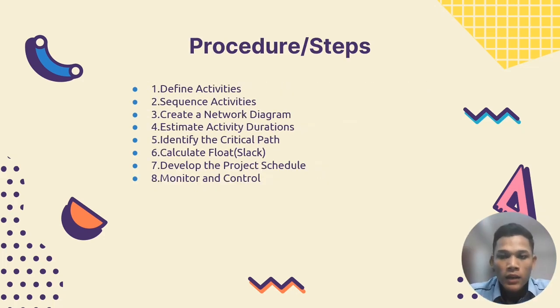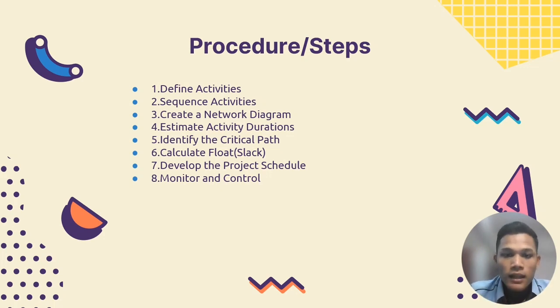Okay, so next I would like to explain about the procedures or steps. For procedures, we have 8 procedures. Number one is define activities. This means identify all the activities required to complete the project, which should be specific, measurable, and have a defined duration. Number two is sequence activities. It is to determine the order in which activities must be completed. This involves establishing the dependencies between activities, like identifying which activities are dependent on the completion of others.